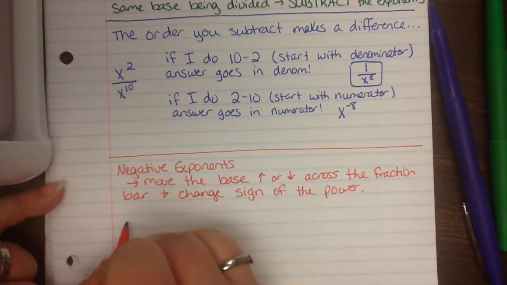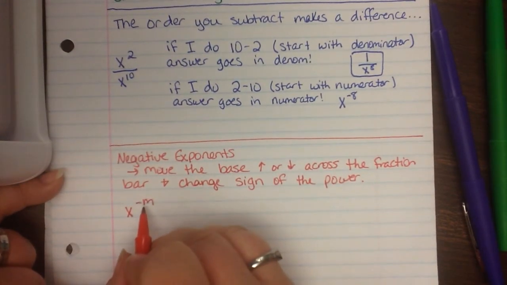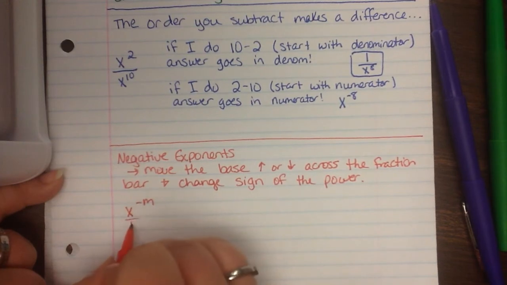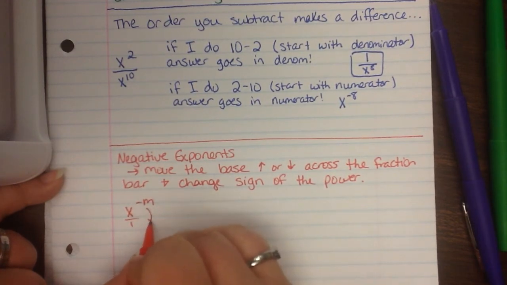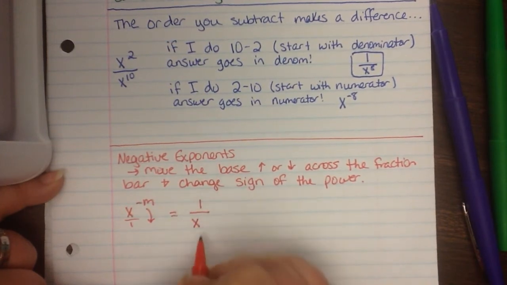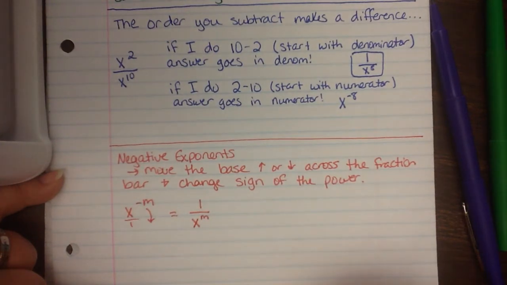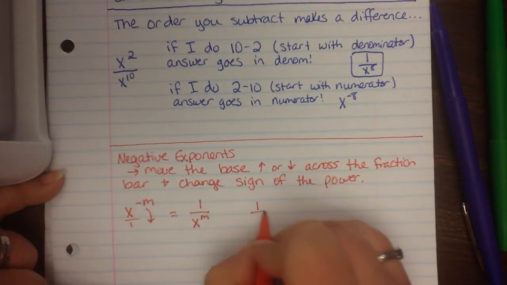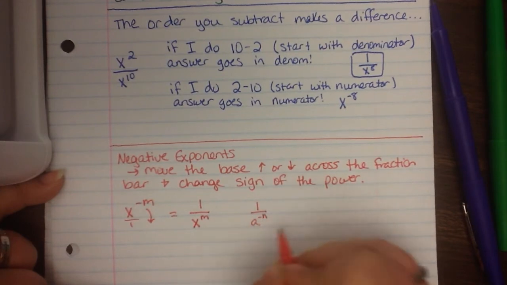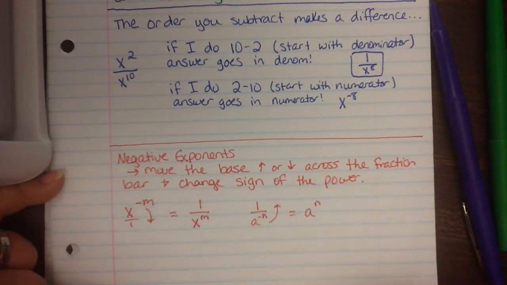Okay, so I have x to the negative m. That is negative. I can't have it. This is over 1, so I'm going to move this whole thing down. So now it will be 1 divided by x to the m, but now that I've moved it across, that changes my sign to a positive. So if I started with the negative in the denominator, then it moves up. So I have a to the positive n.